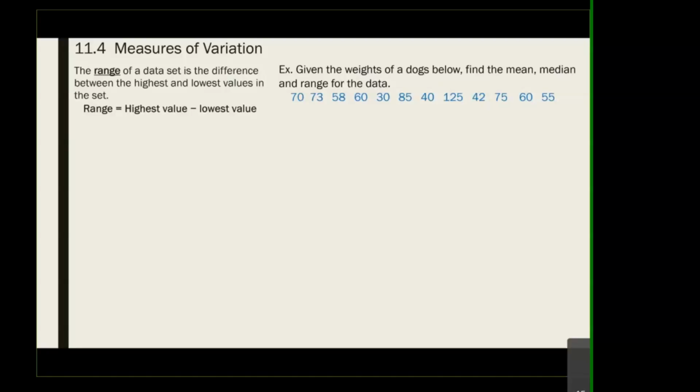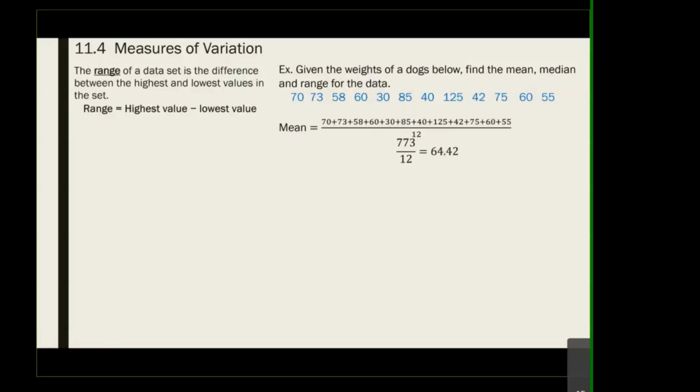Okay, so let's take a look at this example. They say, given the weights of the dogs below, and if you count the data, there are 12 dogs here and their respective weights, find the mean, find the median, and find the range of the data. So again, how do we find the mean? Reminder, to find the mean, all we need to do is take each of your data, add them up, and divide by the total number of data.